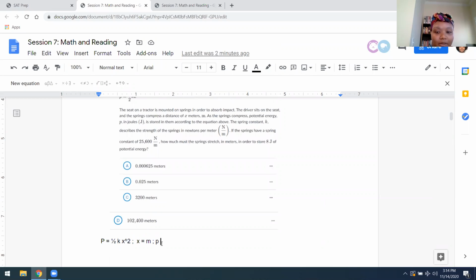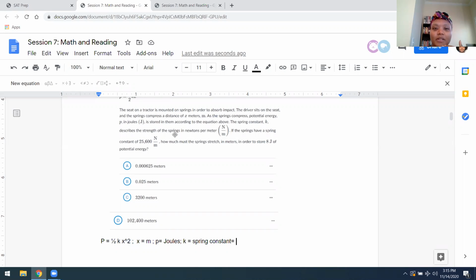Okay, so I was just writing out everything that they gave us. We had P in joules, that equals joules. Then we have the spring constant K. K equals the spring constant. You don't have to write everything out like this during the test, of course, but we're doing this here for the sake of clarity. It says it describes the strength of the springs in newtons per meter, N over M.